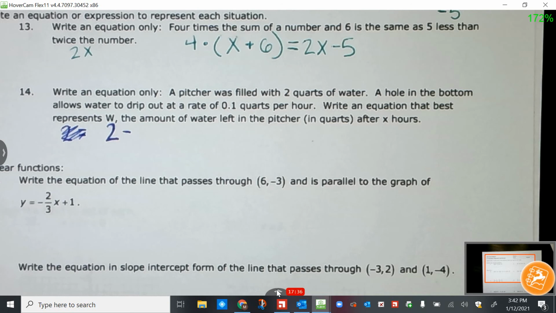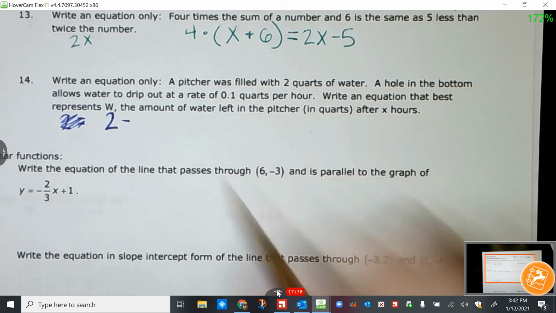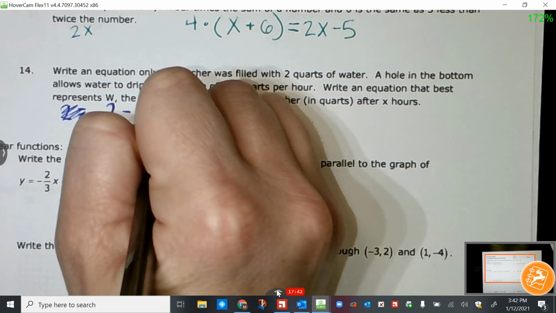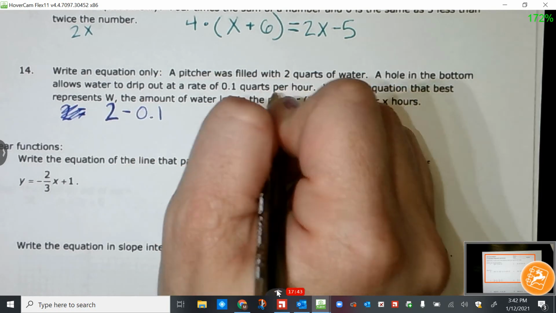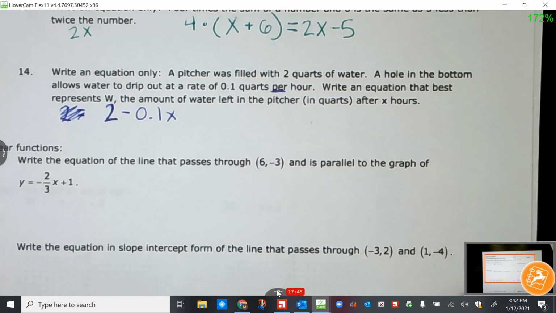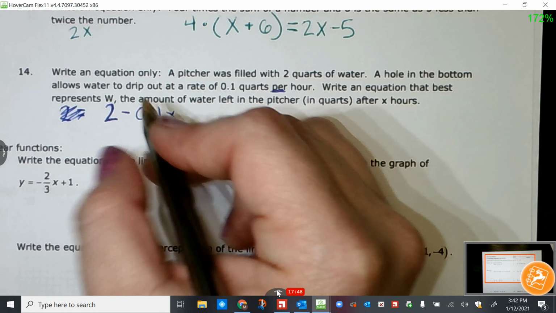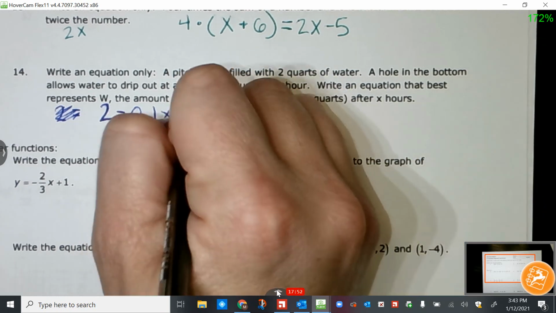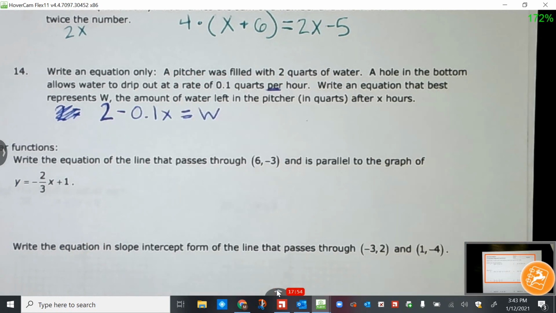Okay, so we started with 2 quarts, and it's leaking out, dripping out. We're losing, we're taking away 0.1 per hour. Remember, per tells you where to put your X. Write an equation that best represents W, the amount of water left in the pitcher, in quarts after X hours. So that equals W.